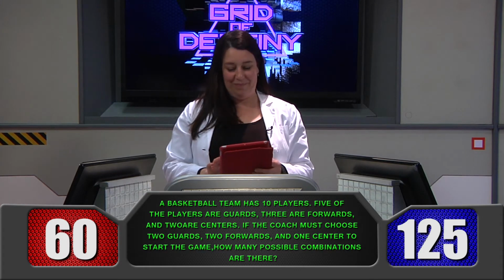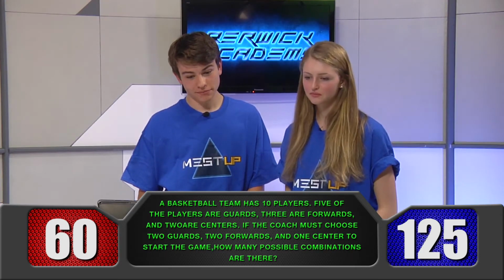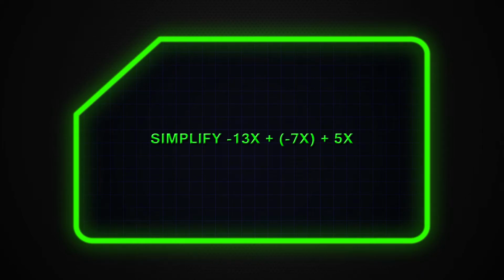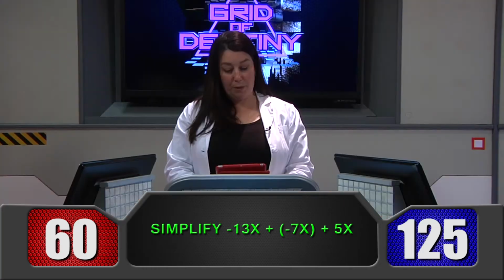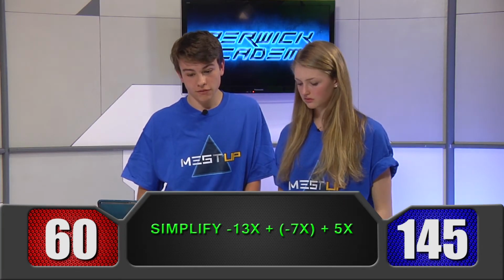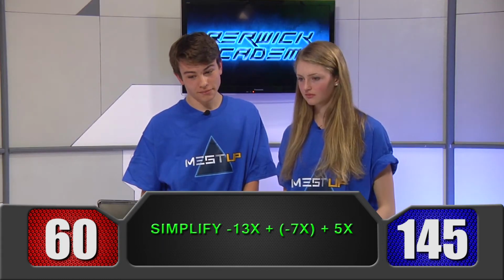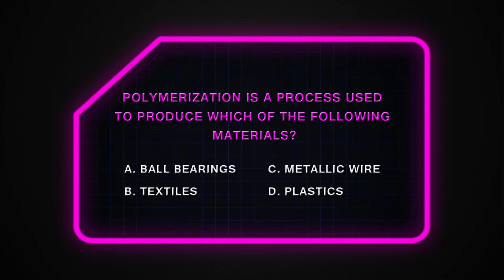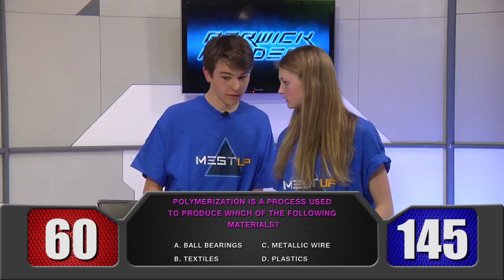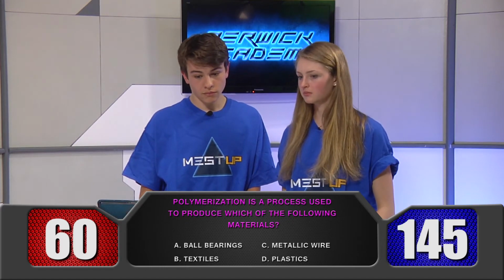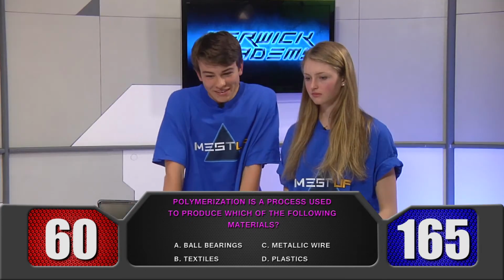Your choice. Math for 20. Simplify the following. Again, no multiple choice. Blue team: negative 15x. That's correct. And your choice. Engineering for 20. Polymerization is a process used to produce which of the following materials? Blue team: D, plastics. That is correct.